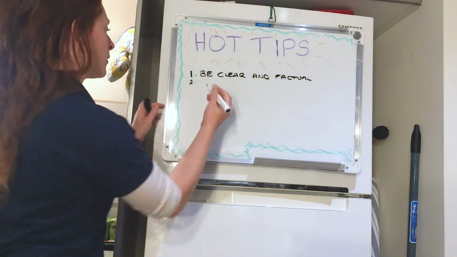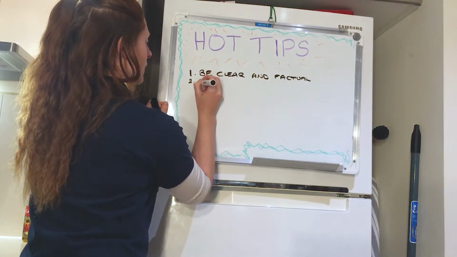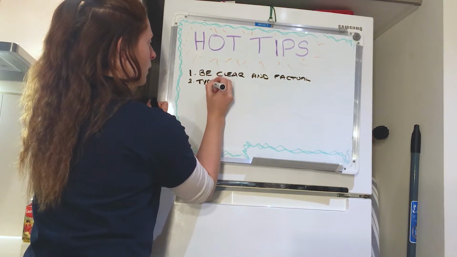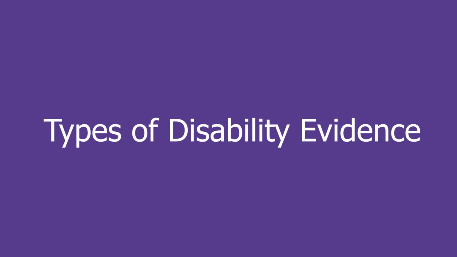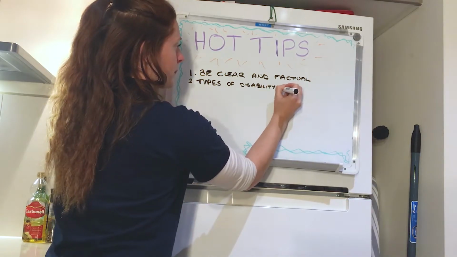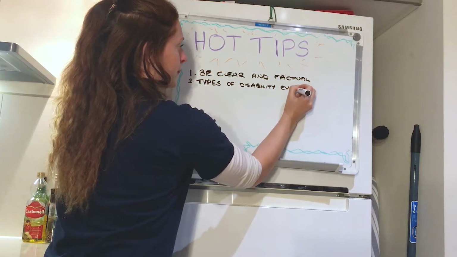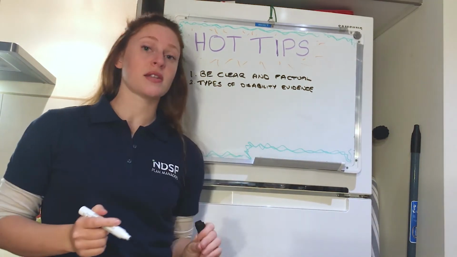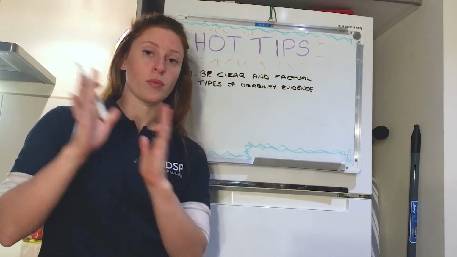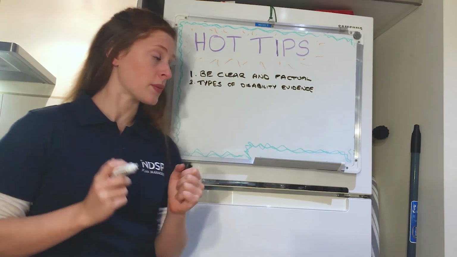Definitely go and check. So, types of disability evidence. Okay. So you essentially will have at a minimum the access request form plus a functional capacity assessment.